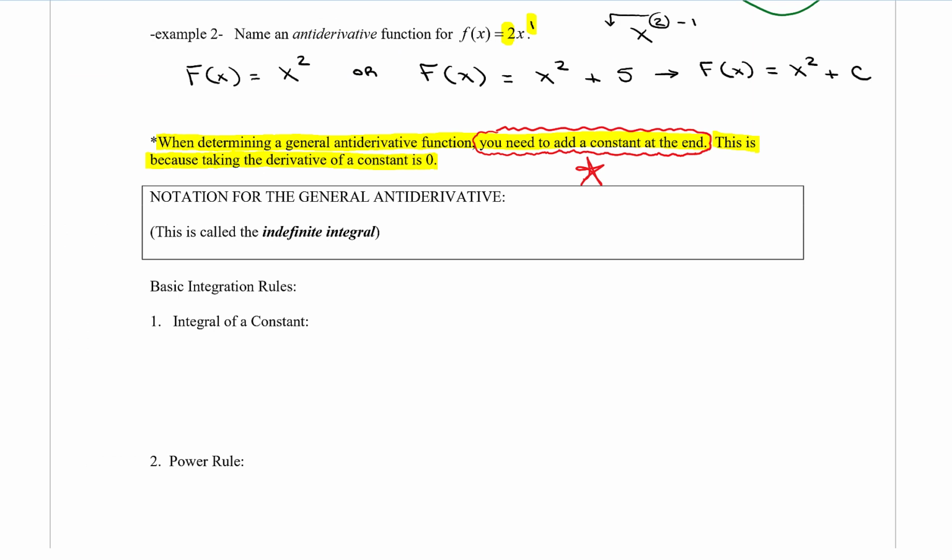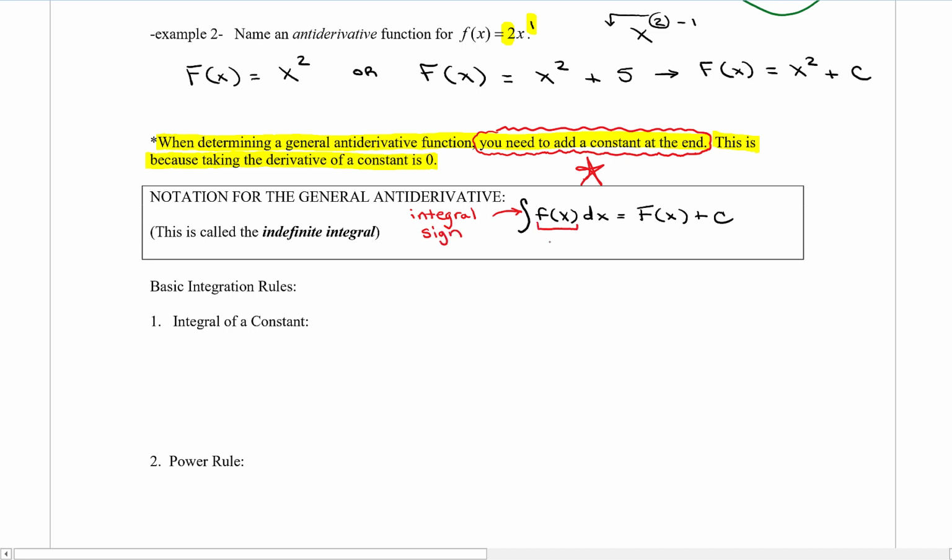Notation for the general antiderivative. This is called the indefinite integral. The integral of lowercase f of x dx equals capital F of x plus c. I'm going to draw an arrow pointed towards the elongated s in front of the lowercase f of x dx. This elongated s represents our integral sign.